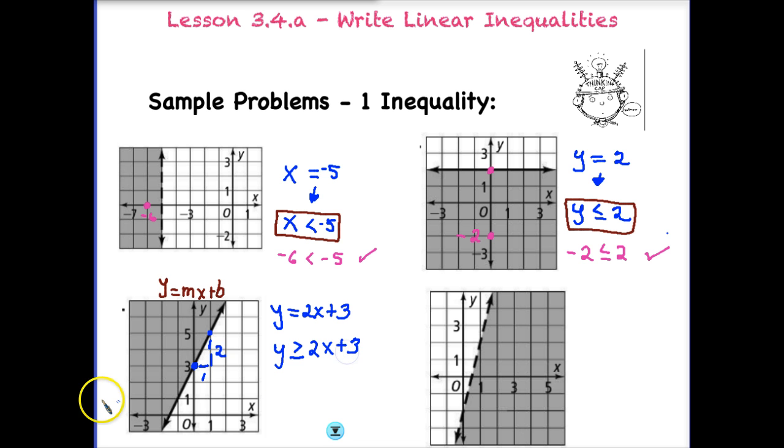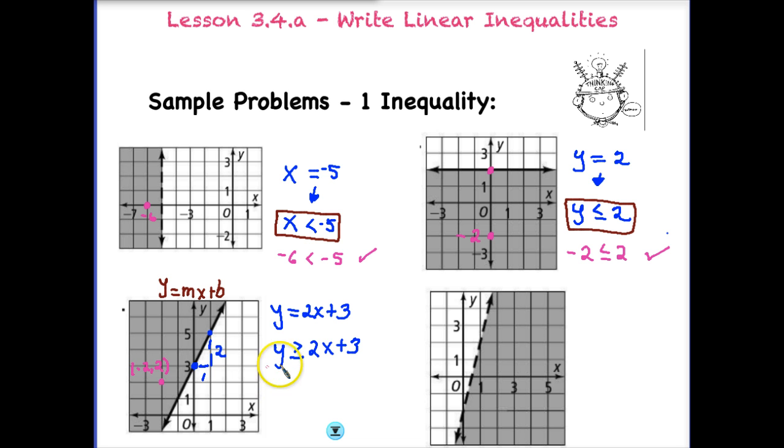Now here's where it becomes even more important to do a test point, because we have a little more to think about when we're making this equation. So I'm going to go ahead and pick a random point anywhere, and I'm going to pick, let's just say, this point right here. So this point is over -2 and up 2. So this point has the coordinates of -2, 2. I'll now plug that into my equation, and it should be true if this inequality is correct.